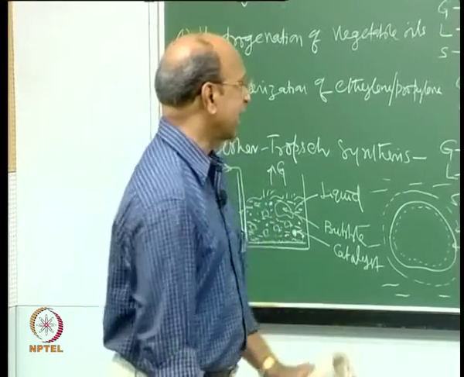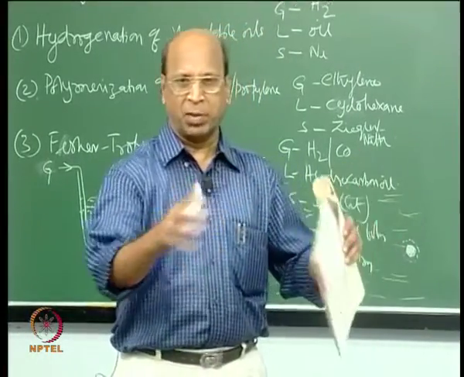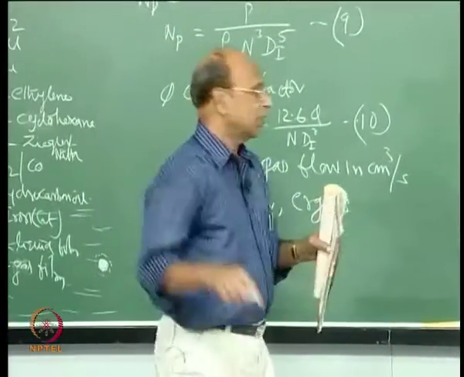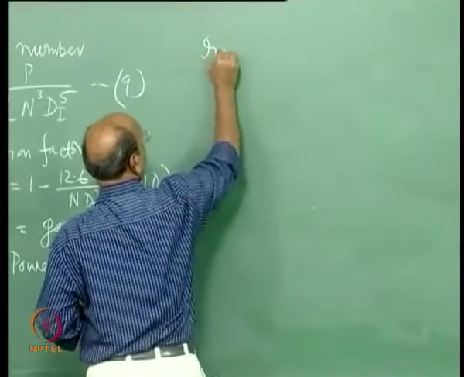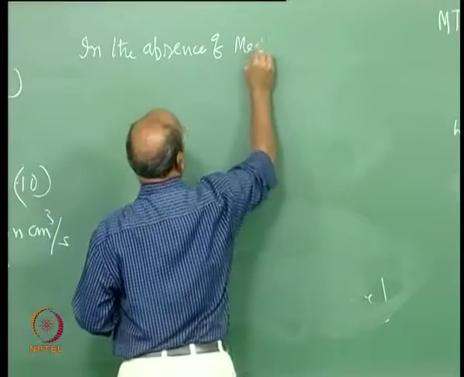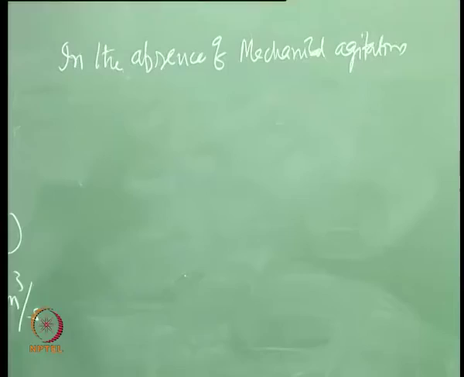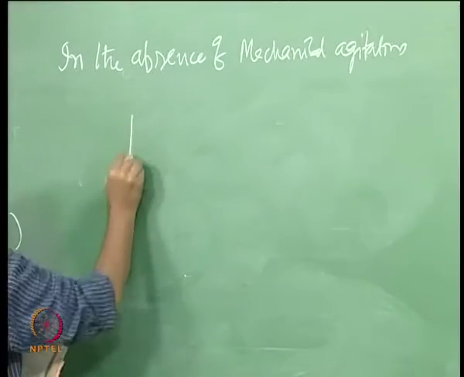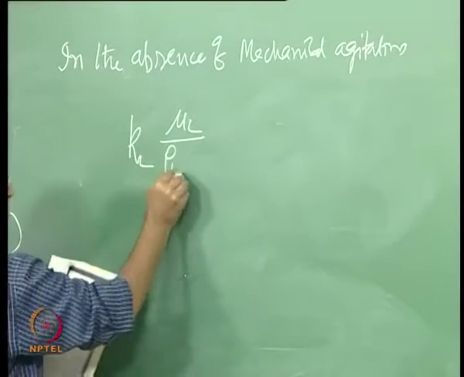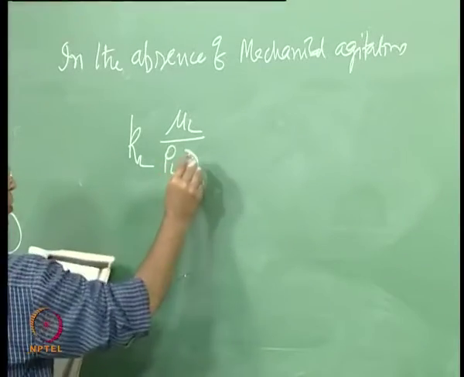Another equation for examination is where you don't use an agitator, then you don't have to worry about power number, RPM, RPS and all that. So in the absence of mechanical agitation, you have K_L times mu_L over rho_L, and of course D, the diffusivity.